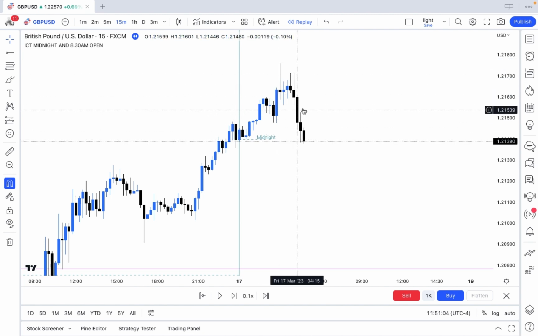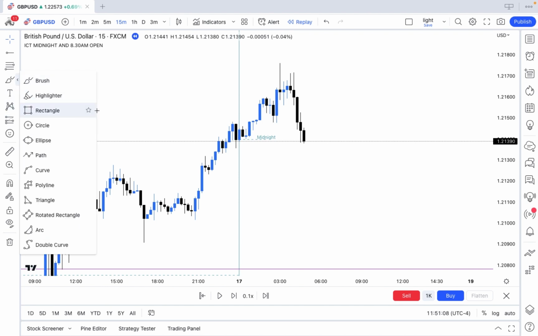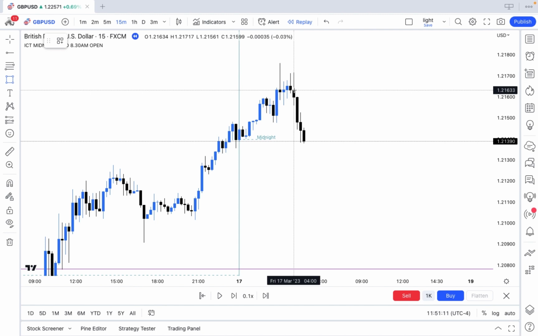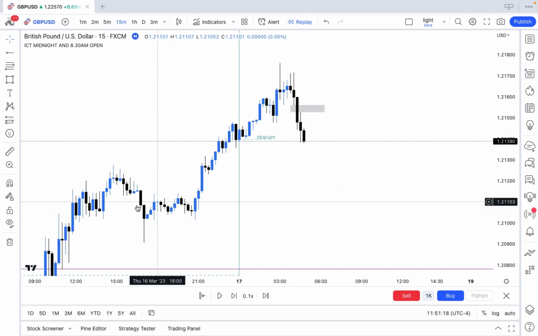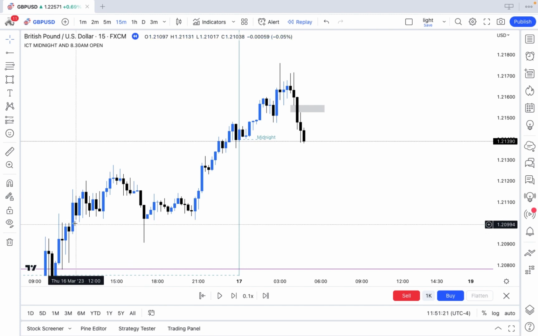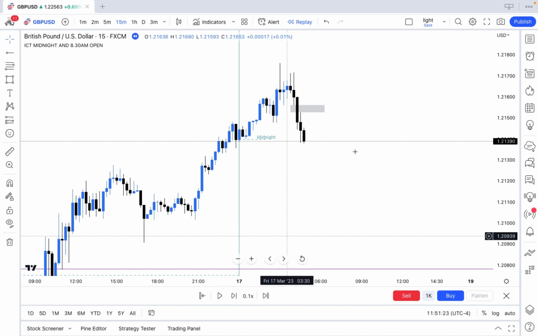I'm looking inside this fair value gap. And if you don't know what the fair value gap pattern is, it's three candles, one, two, three. The space between them, that's the fair value gap. You can find it anywhere. That's a fair value gap. It's pretty easy to spot.